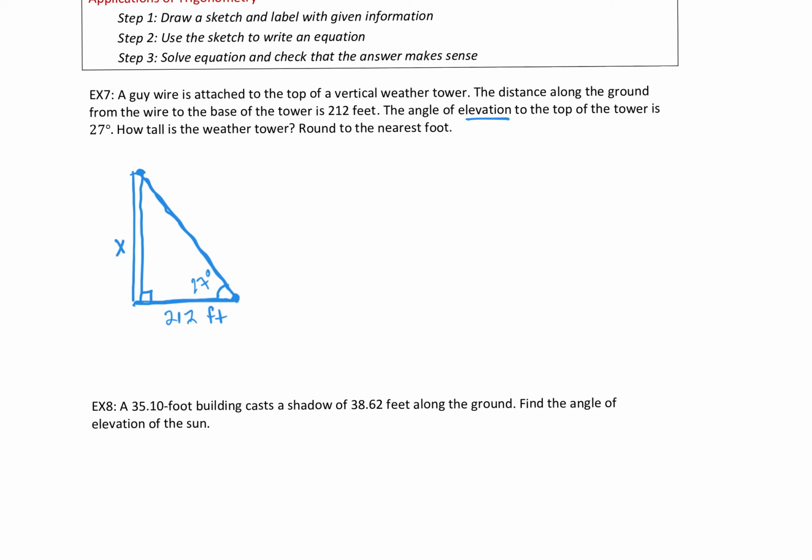I've got a right triangle. With respect to 27 degrees, I have the side adjacent. I want the side opposite. So when I think of opposite and adjacent, I think tangent. If I take tangent of 27 degrees, it's going to be equal to the opposite, which is X, over the adjacent side, which is the 212. And now if I multiply both sides by 212, then 212 times tangent of 27 degrees, that's going to be the height.